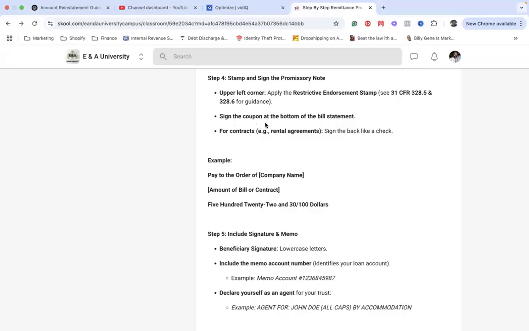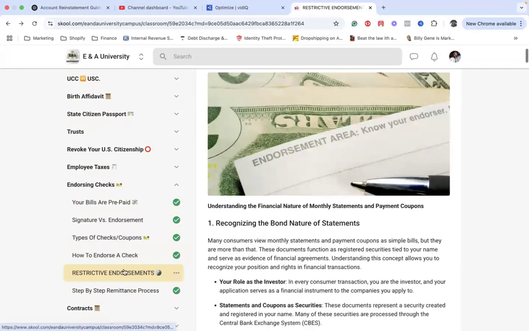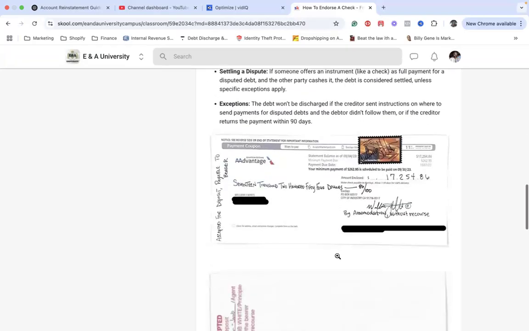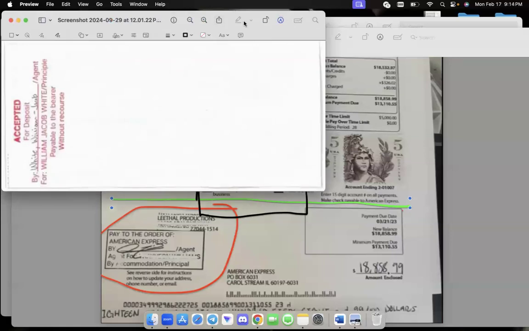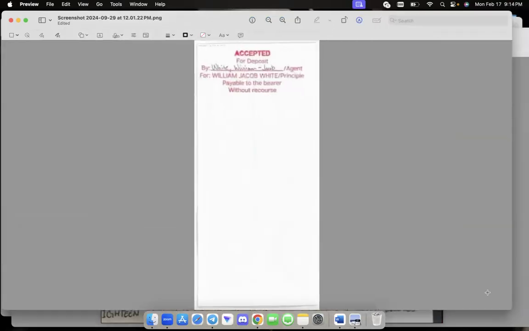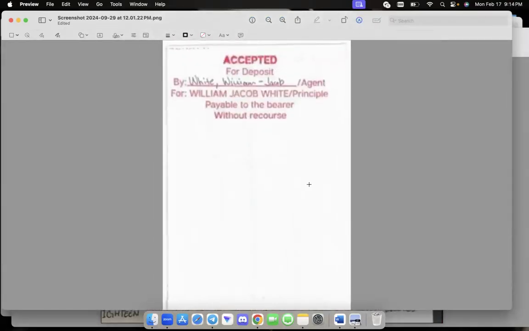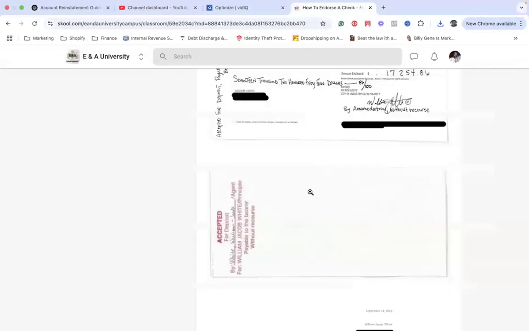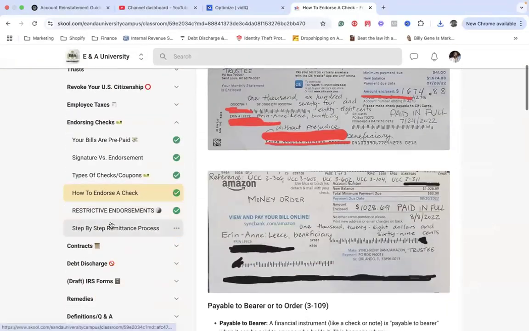The next thing you want to do, guys, is once you sign the coupon, you're going to sign the back like a check. This is the example you want to put, and I'll show you how that should look. Pay to the order of. So on the back of the check, it should look like this, guys. You see what I'm saying? I might have to flip that for you guys to see it a little bit better. Can you guys see it? Yep. So that's what I mean when it says that.